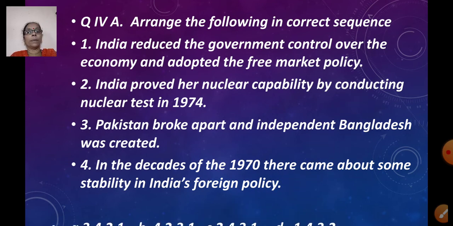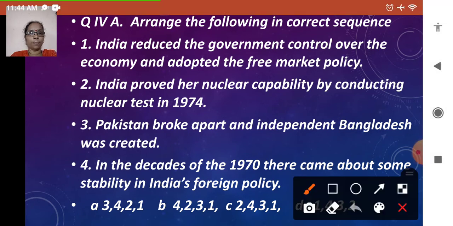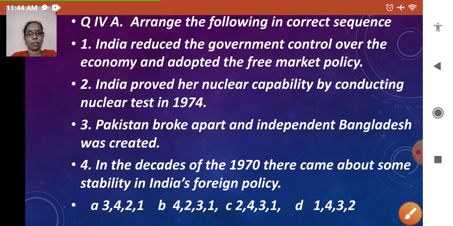Then you will be given options. What is the chronological order? 3, 4, 2, 1; 4, 2, 3, 1; 2, 4, 3, 1; and 1, 4, 3, 2. So think about it, children, what will be the correct option? The answer is 3, 4, 2, 1. So you have to arrange the events accordingly. Please memorize the dates also, children, so if any chronological order comes, you should be able to arrange it properly.